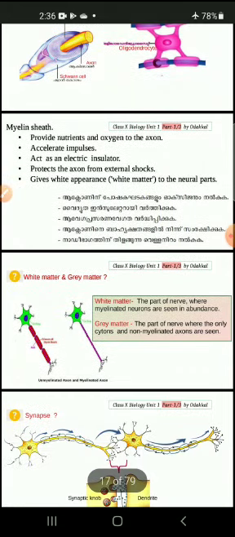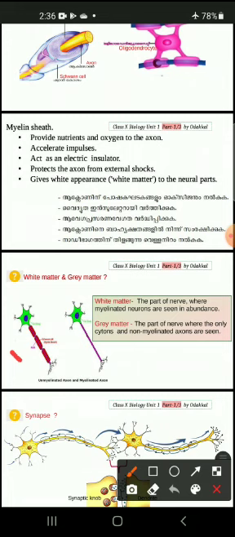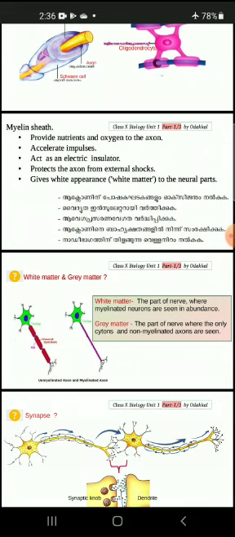Then we discussed white matter and gray matter. In the figure itself, you can see the first neuron. This is a myelinated axon, and the second one is a non-myelinated axon.